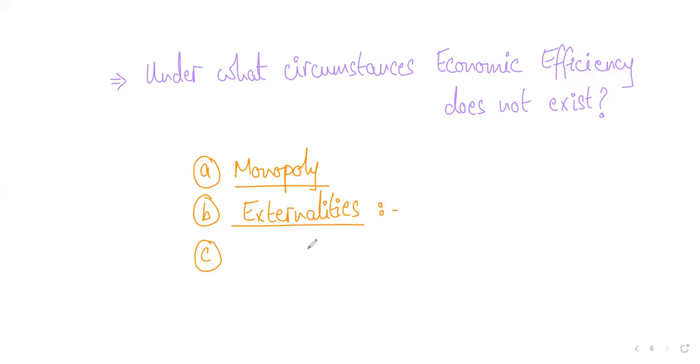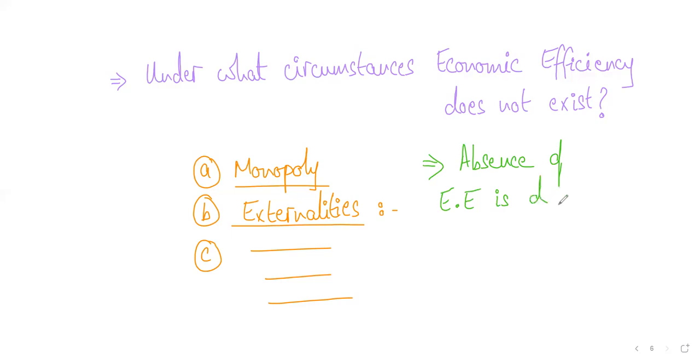Okay. Then there are some other cases of market failure that I do not want to mention. Now this is a new term that I want to explain to you. Absence of economic efficiency means a scenario where economic efficiency doesn't exist. Absence of economic efficiency is known as, or defined as, market failure. So what I said over here is that when efficiency is missing, that is known as market failure.